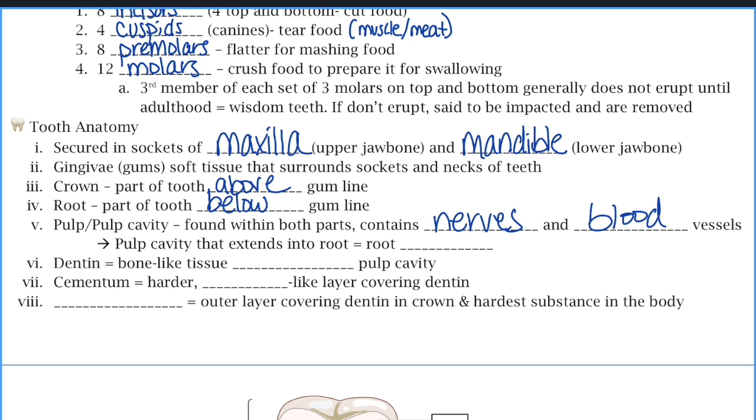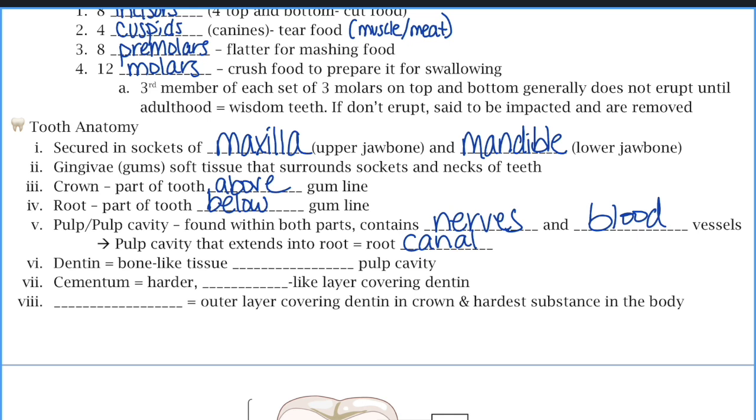And the pulp cavity is the part of the pulp that extends into the root. We call that the root canal. Has anyone ever heard of a root canal before? It's a procedure that someone can get done. Basically, they go in and remove the pulp that person has in the canal, the root part, and they take it out and fill it in with something new.